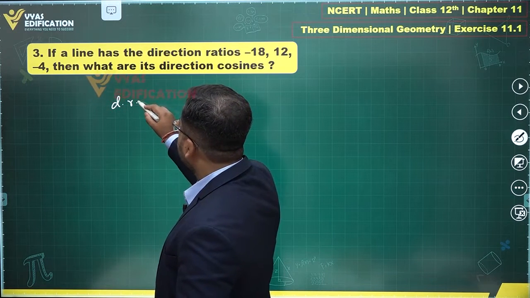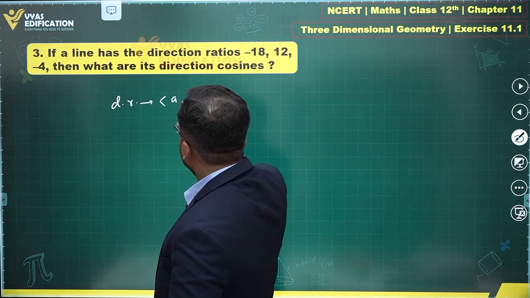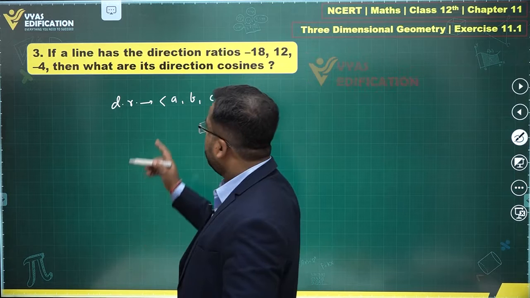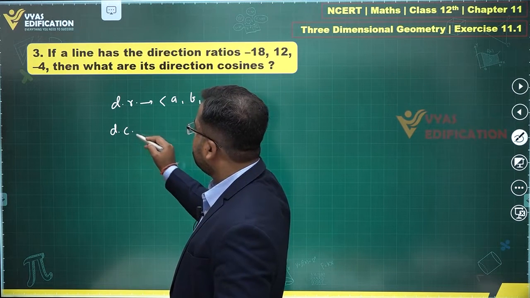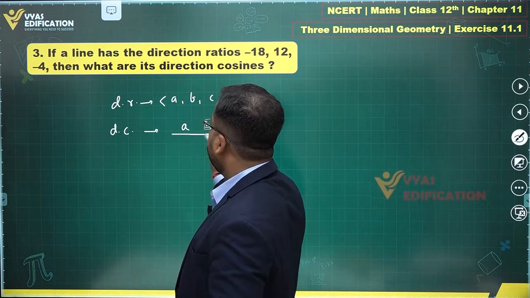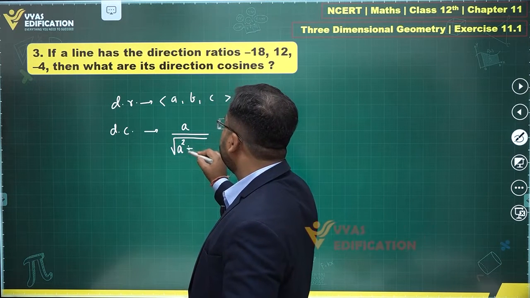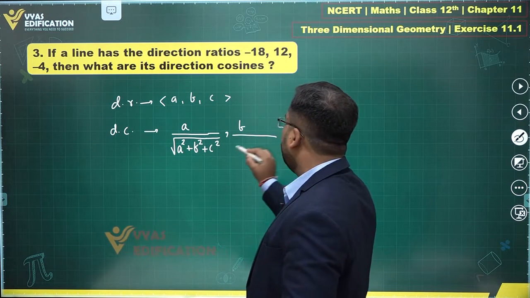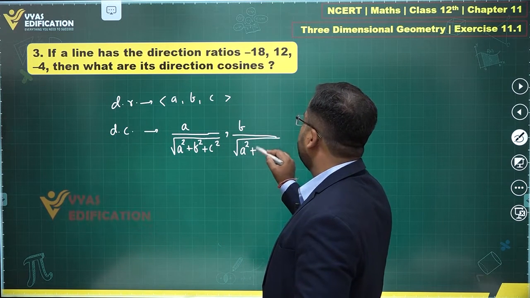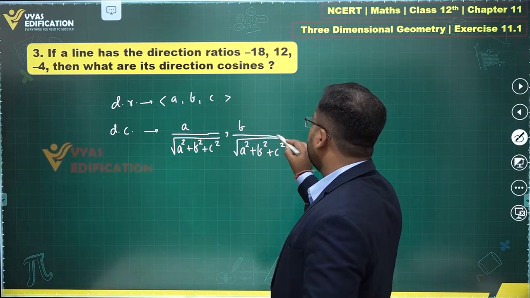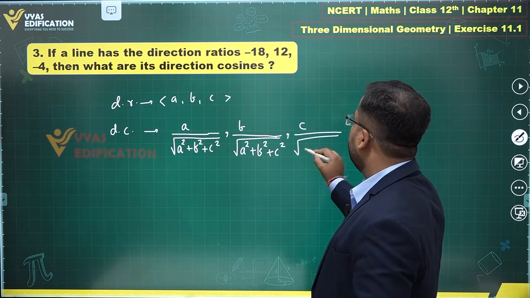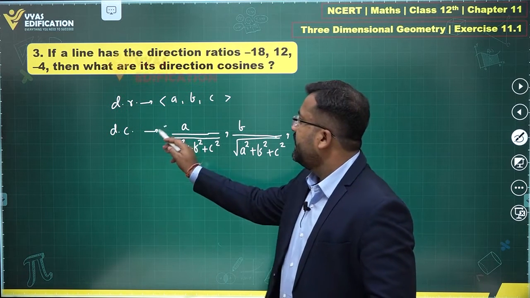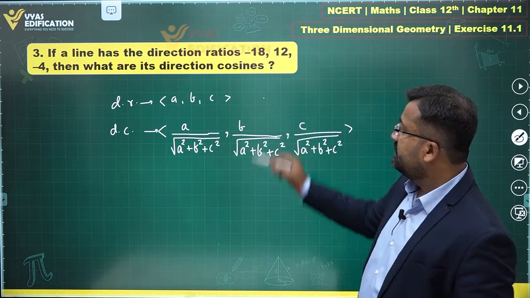So if you have direction ratios as A, B and C, then you can find direction cosines by simply dividing with under root of A square plus B square plus C square. So A upon under root of A square plus B square plus C square, comma B upon under root of A square plus B square plus C square, comma C upon under root of A square plus B square plus C square. These will be the direction cosines for these direction ratios.